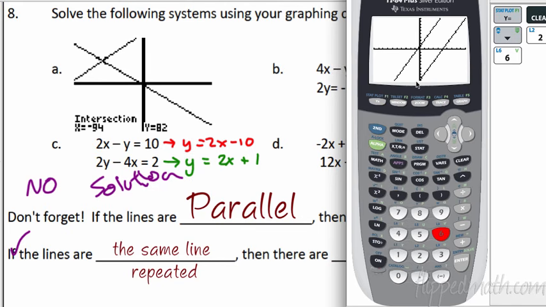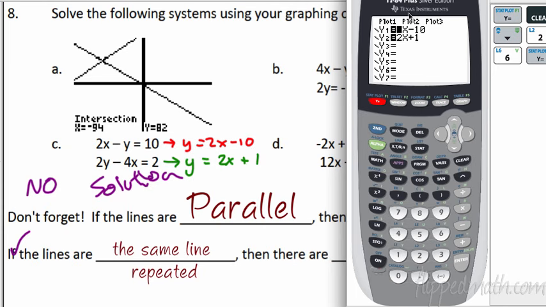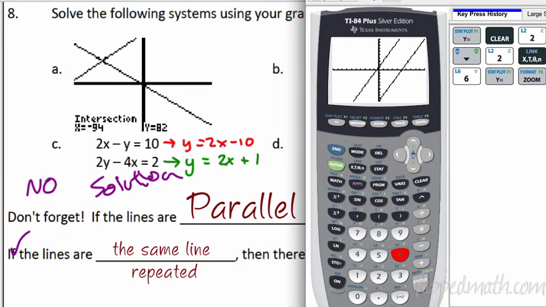Go. Okay, so here's the graph I get when I graph part C. When you solve each one for y, you get 2x minus 10 and 2x plus 1. We put those into the Y equals, 2x minus 10, 2x plus 1. And then I hit zoom 6, because that takes me back to the standard window of negative 10 to 10. Remember how we zoomed out before?